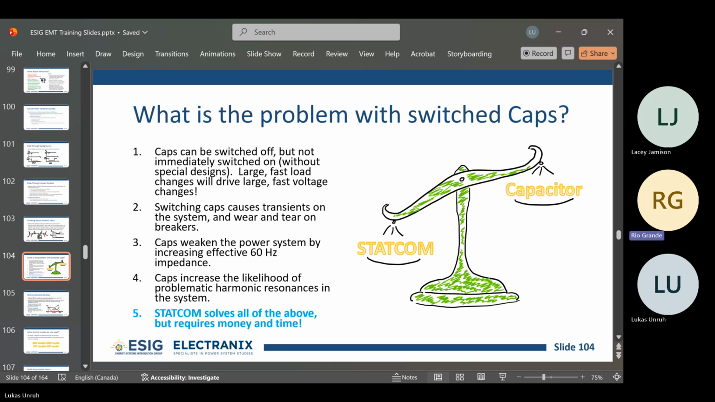The other thing that's not here, but capacitor banks, the reactive output is extremely limited by the voltage. Obviously, you don't get a lot of VARs out of the cap when the voltage goes down. The STATCOM basically solves all these issues in a lot of ways, but they require more time and more money. So there's a trade-off there between STATCOMs and capacitors.